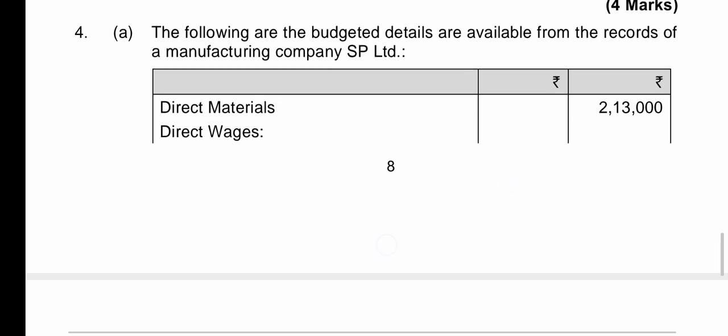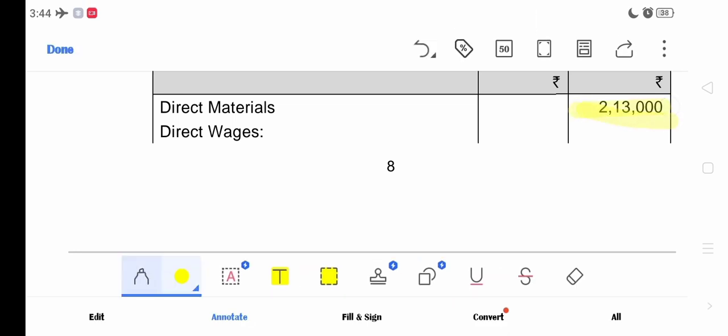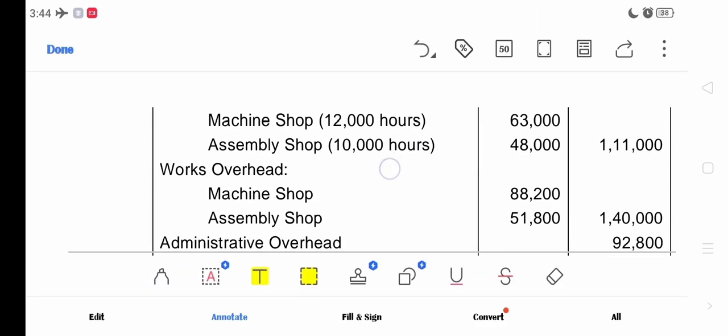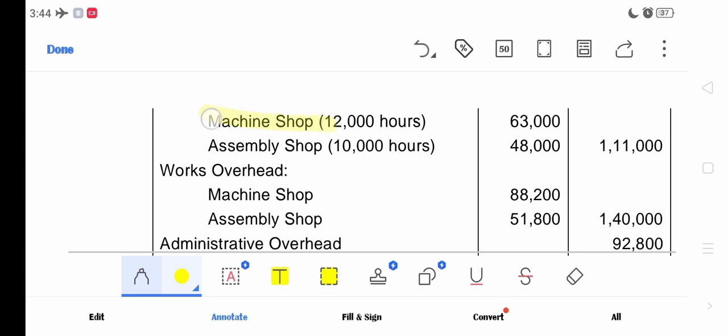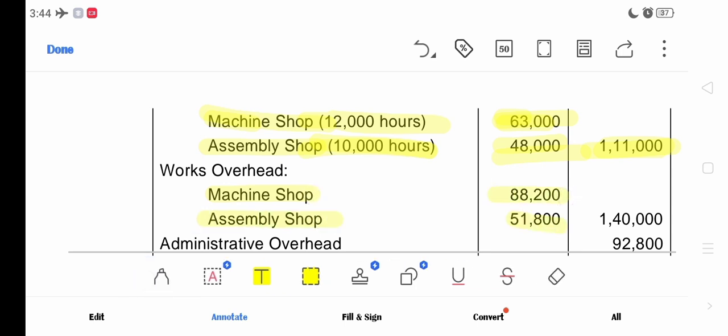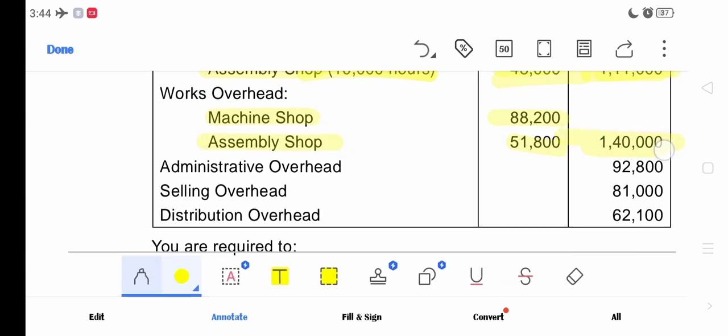So direct materials they have given as 2 lakh 13, and direct wages they have given some info like machine shop, it is 12,000 hours, and assembly shop it is 10,000 hours. Further they have given individual amounts and in total it comes to 1 lakh 11,000. Now works overhead, machine shop and assembly shop, they have given separately the amounts, and the total amount comes to 1 lakh 40. Now administrative overheads 92,800, selling overheads 81,000 and distribution overhead 62,100 they have given.